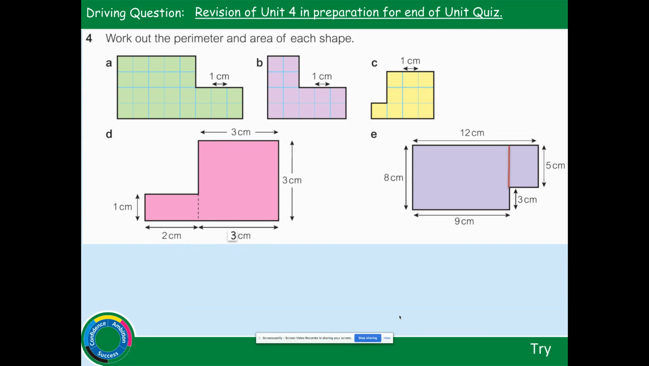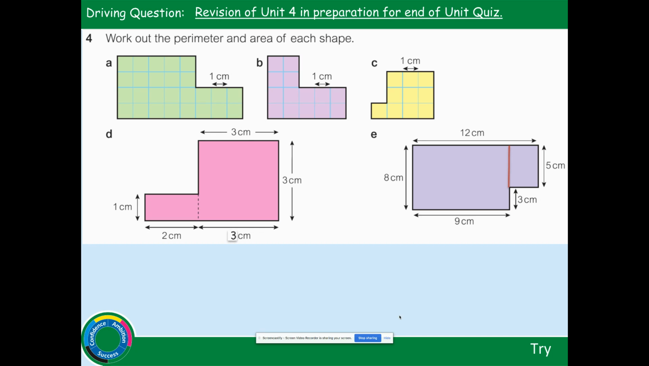So press pause on the video, have a go at these ones on your own. Remember, you need to divide the shape into 2 rectangles or 3 or more. It doesn't matter how many you make them into, but you need to then add them all together. Okay. In fact, I'll just go over question A with you just to remind you.